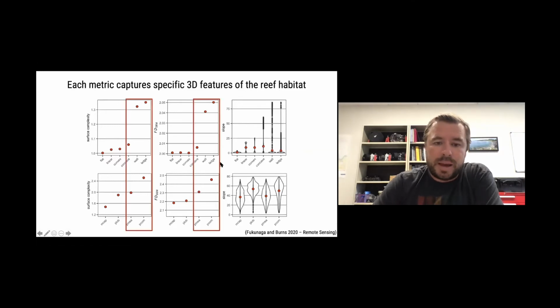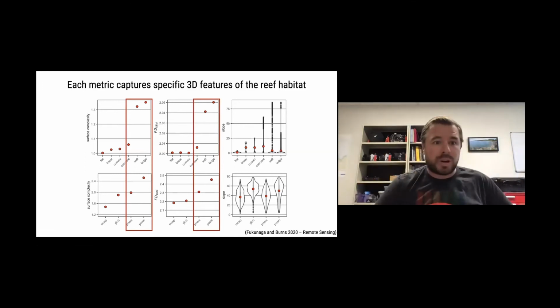And then we see this pattern again if we looked at fractal dimension. So what this tells us is these metrics are very good at capturing that complexity that matches what we see with our eyes, right? Just visually more complex surface tends to produce visually more complex values.